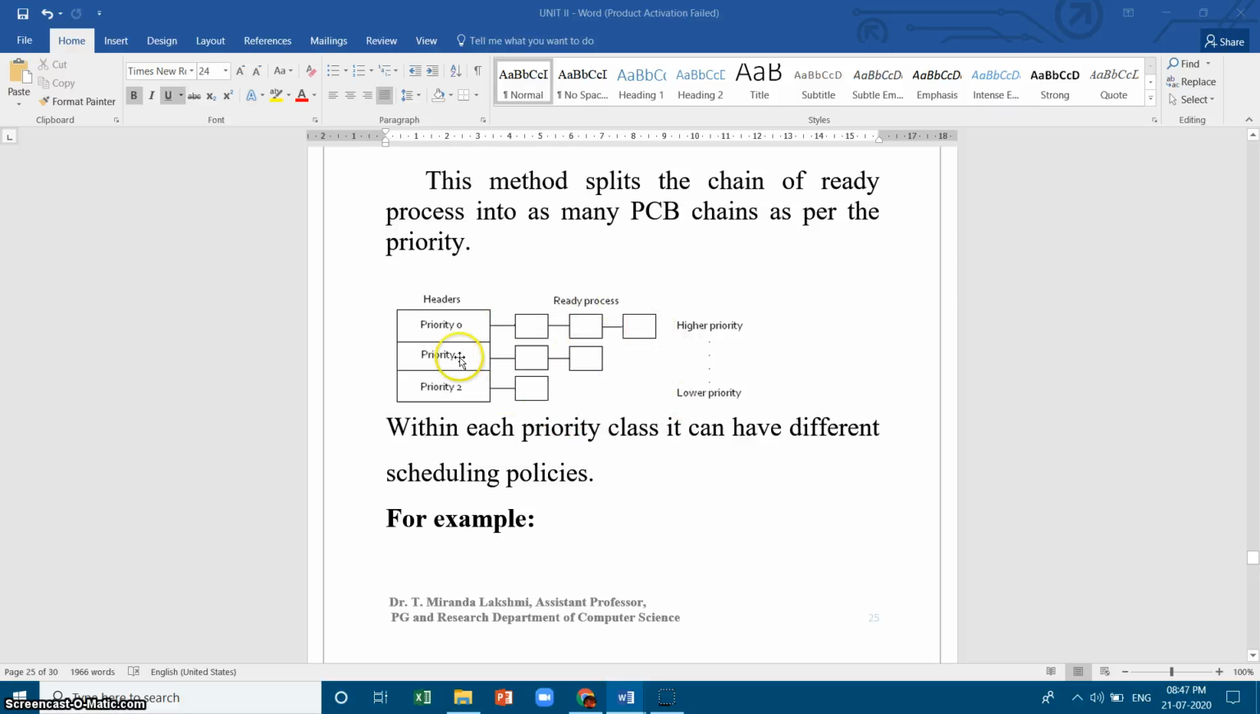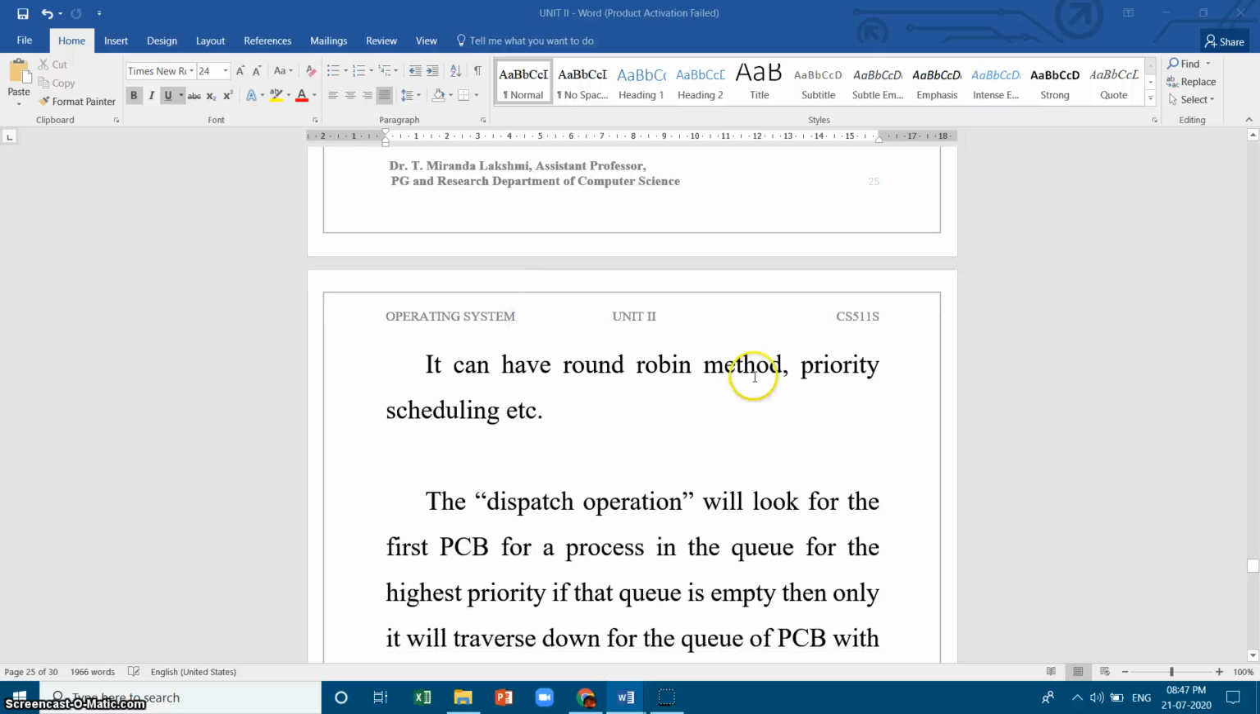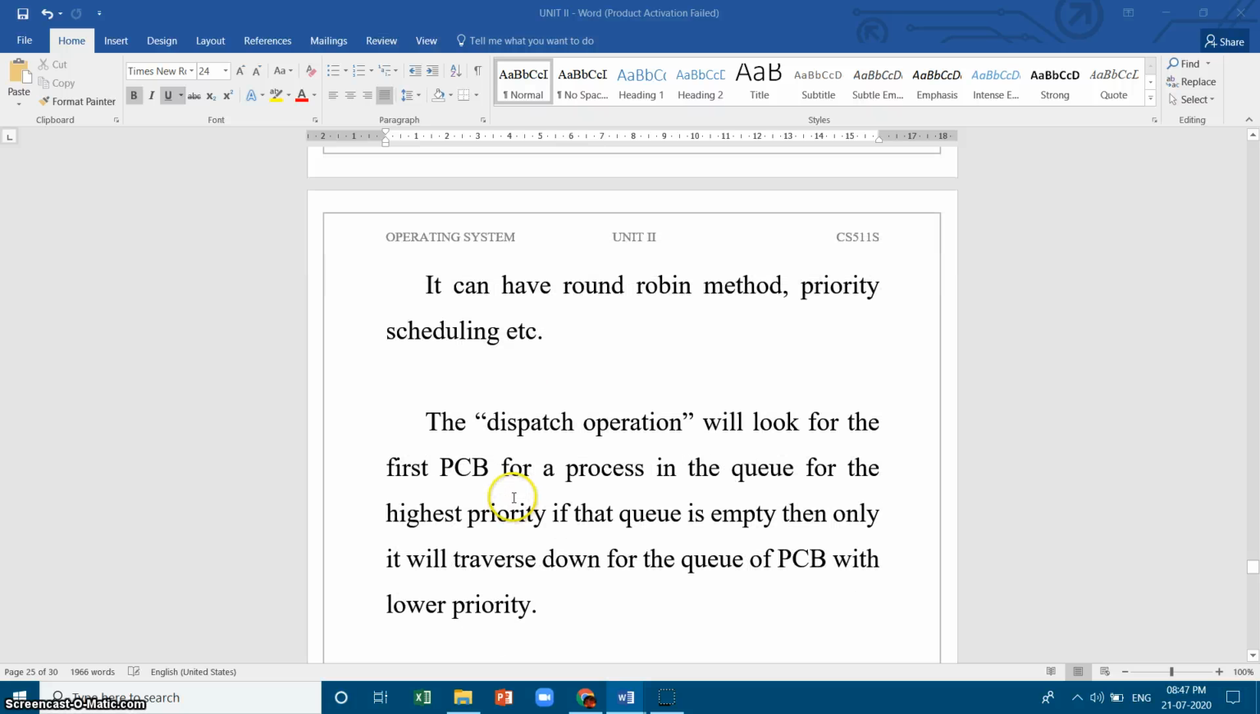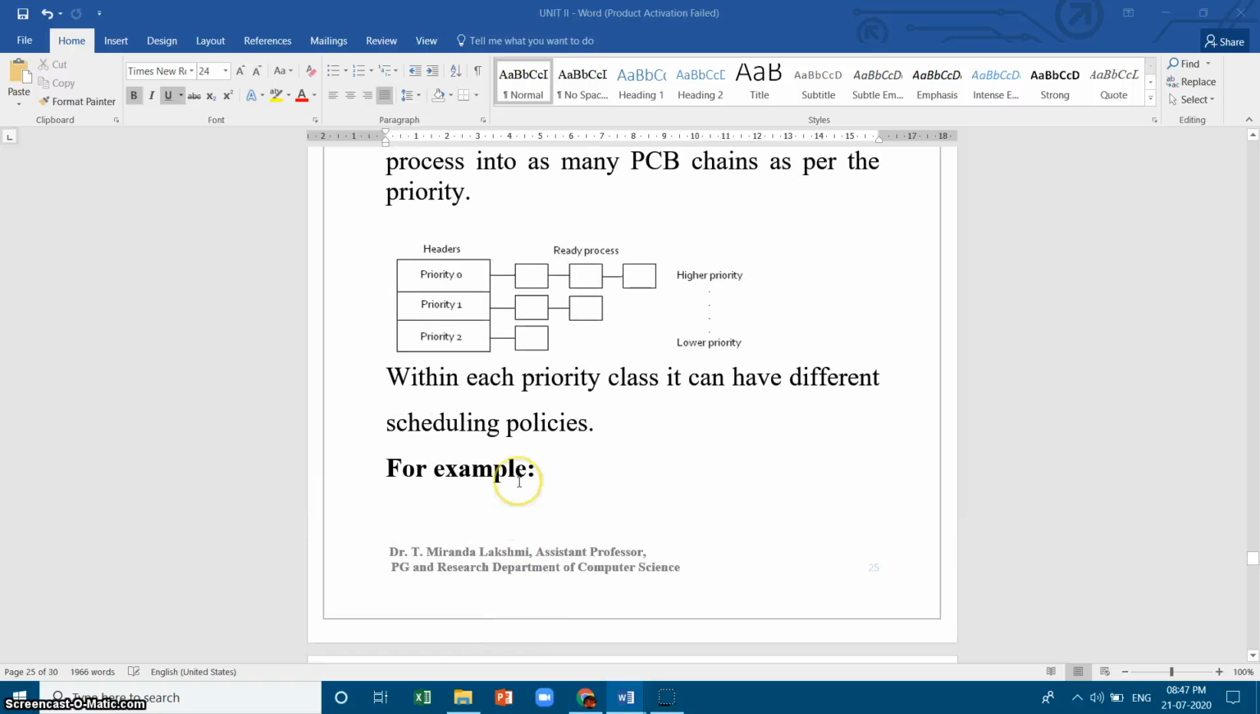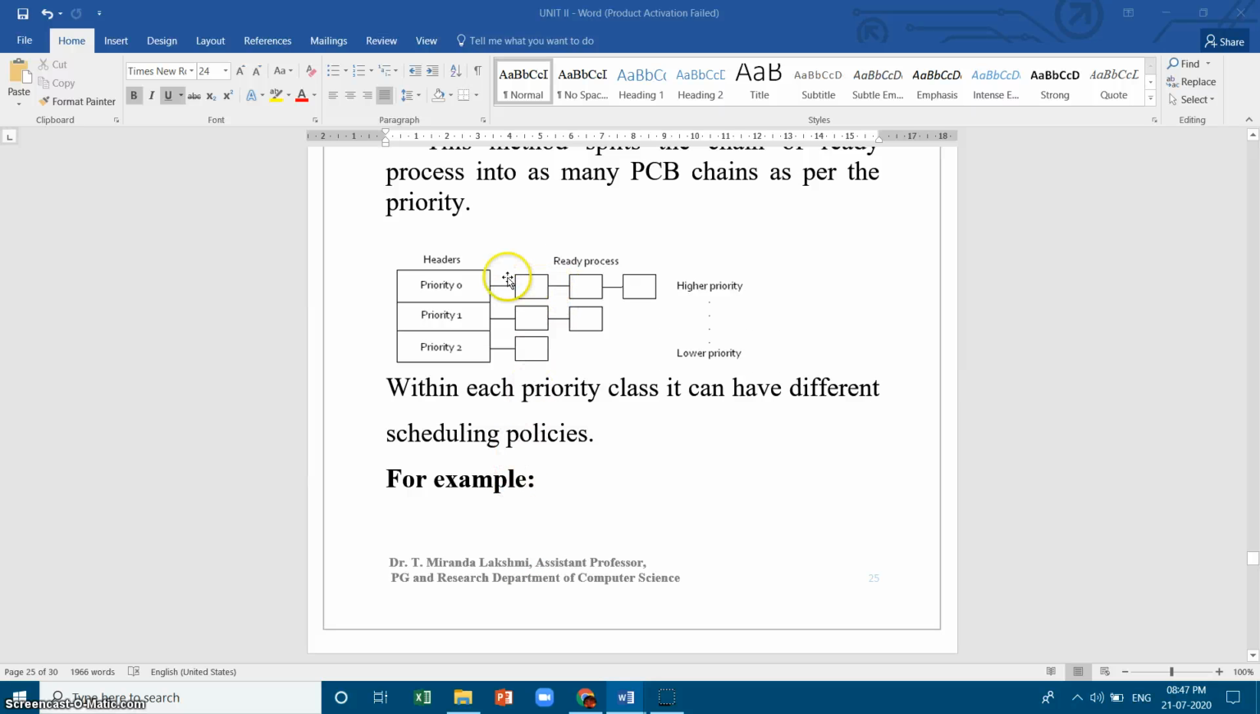Inside each queue, we can use any method. You can use your round robin method or you can use your priority method. Any method can be followed here. Let us consider this example. I already told you that you can use round robin or priority method. The dispatch operation will be based on the priority. The very important thing you have to notice is, only when all the processes in the higher priority queue have completed their job will it move to the next queue. If this queue is empty, then it will move to the next queue. That is the main thing you have to know in this priority method.